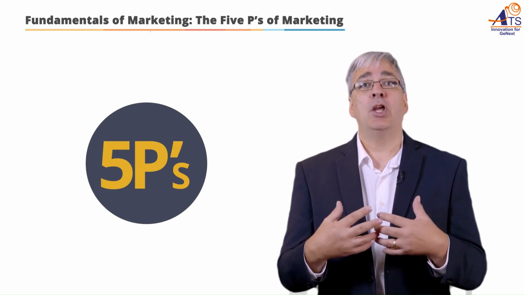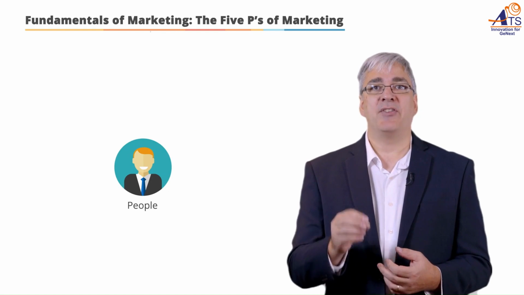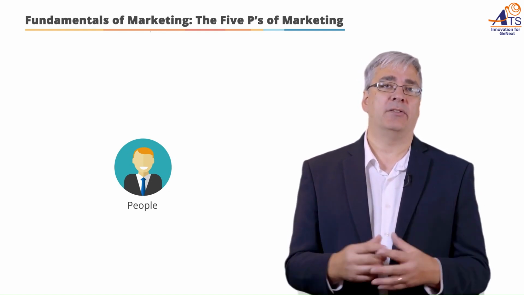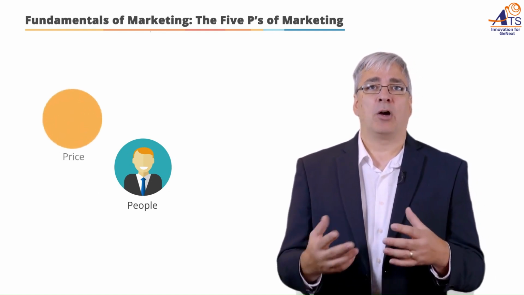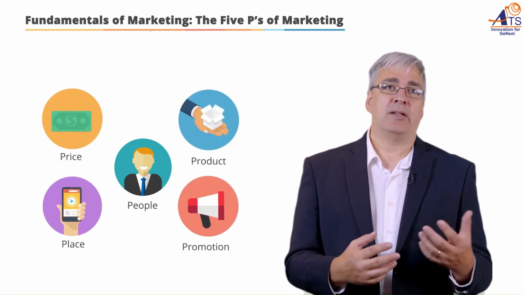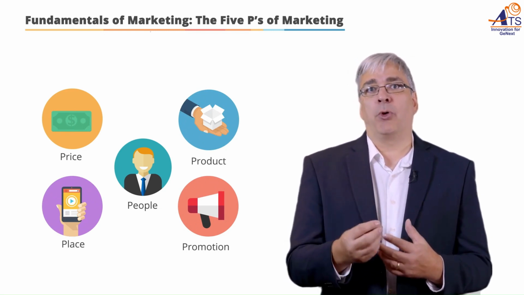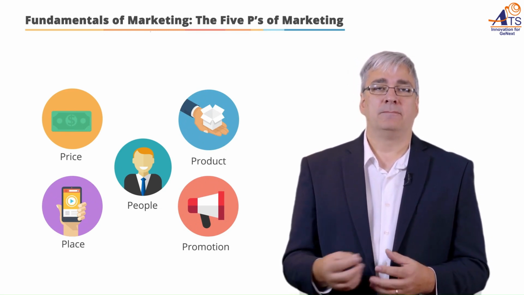Since we want to be customer-centric, we put the first P, people, at the center of all of our marketing activities. The other Ps are price or payment, products, promotion, and place. Let's look at how digitization is incorporated in each of those 5 Ps.